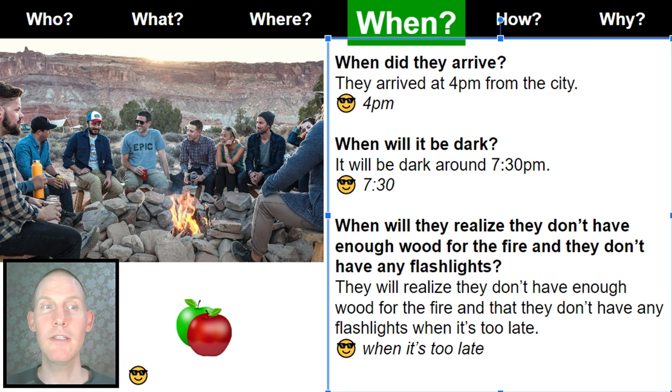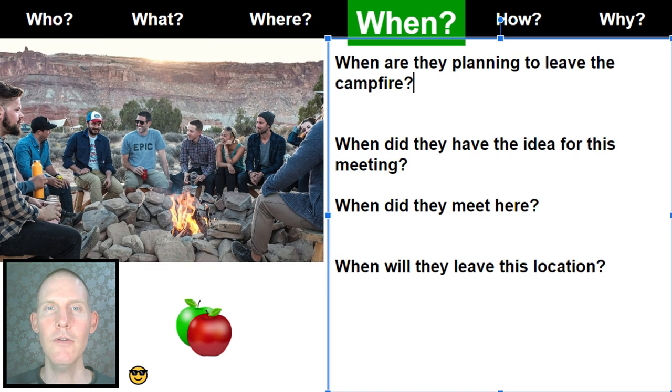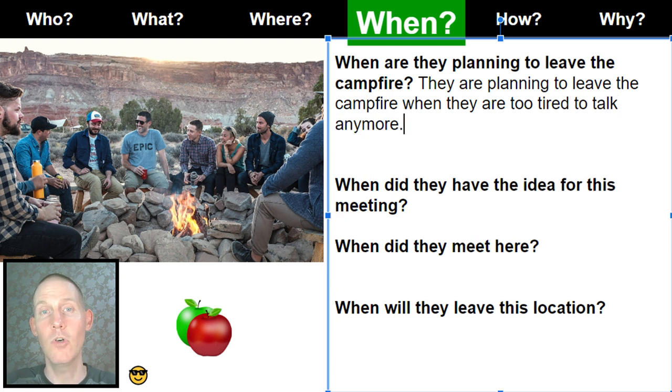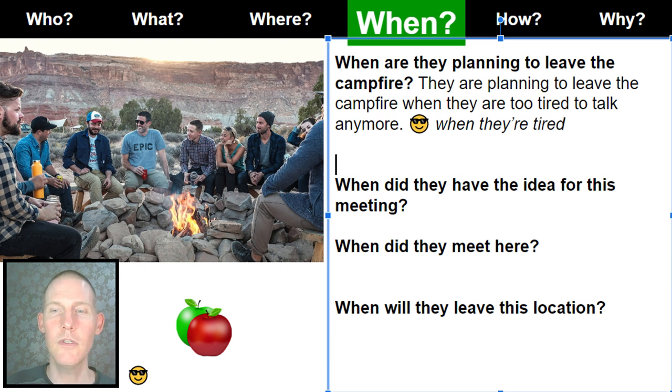As in when it's too late to actually get the resources, right? All right, so let's answer the other questions. When are they planning to leave the campfire? We could say they are planning to leave the campfire when they are too tired to talk anymore, right? Okay, and let's do a short answer. We could just say when they're tired, right? Just a short and sweet answer, when they're tired.